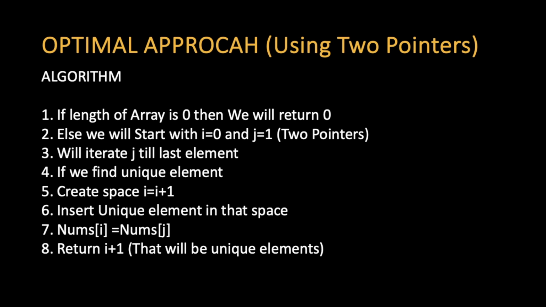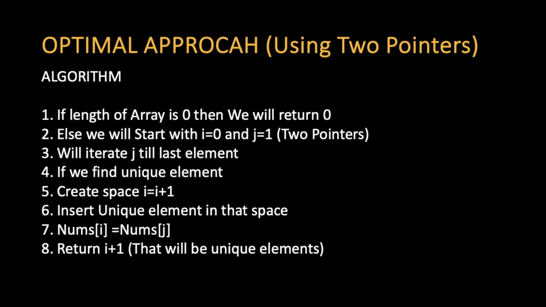So the optimal approach is we can use the two pointers approach. So let's check what the algorithm says. So first thing is we will check the length of the array. If the length of the array is 0, then we will simply return 0. Else we will start with two pointers, that is i and j. i will start from the 0th index, and j we will be starting from the first index. Now we will iterate j till the last element of the array.